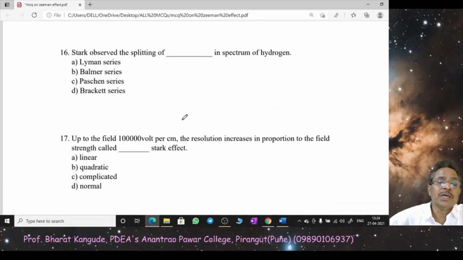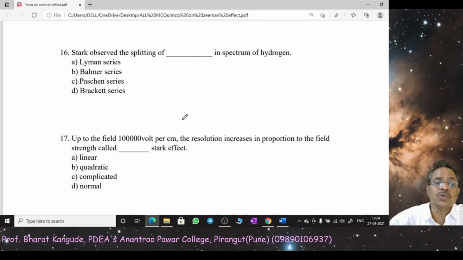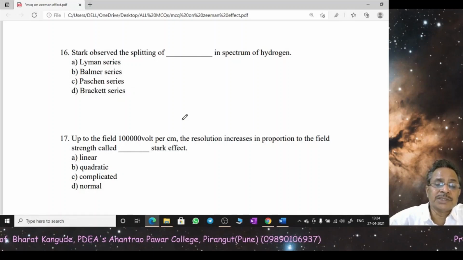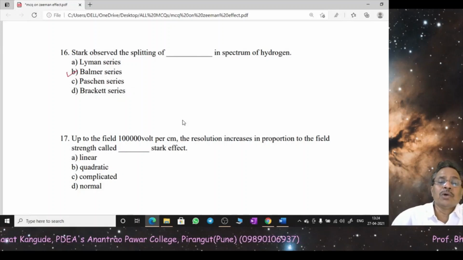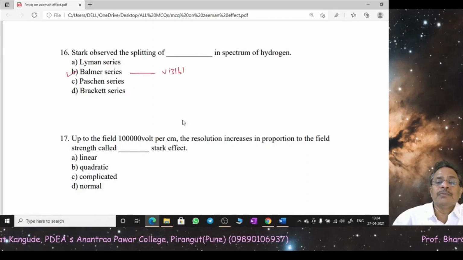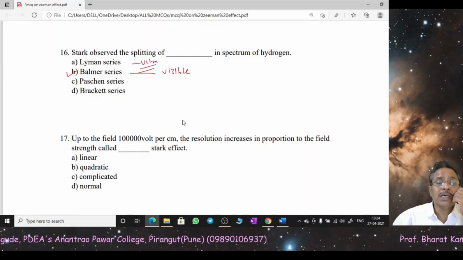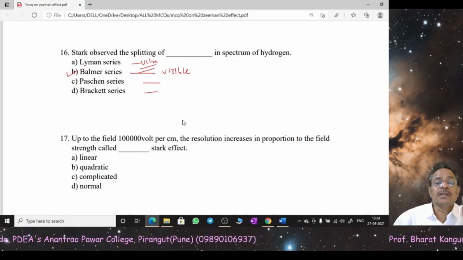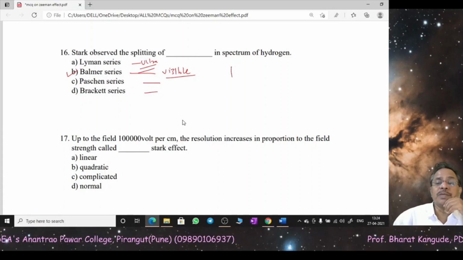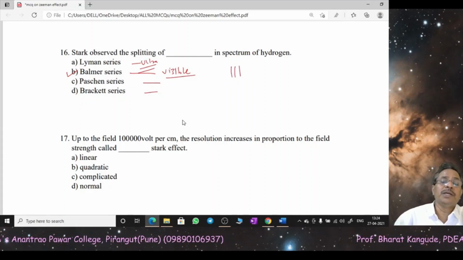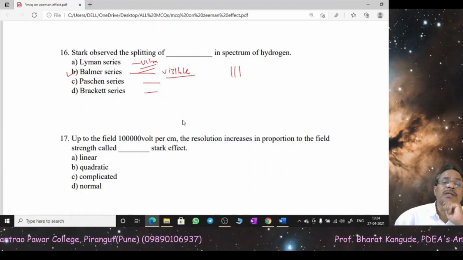Now question 16. Stark observed the splitting of dash dash in the spectrum of hydrogen. The options are Lyman series, Balmer series, Paschen series and Brackett series. Naturally the answer would be the Balmer series because it is in the visible region. Otherwise, Lyman is in the ultraviolet, which we won't be able to see with our own eyes. Paschen and Brackett are infrared, again not visible radiation. So for visible radiation, the spectral lines are found to be split when the source of the radiation is kept in an electric field. That is the Stark effect, and therefore the correct option here is the Balmer series.